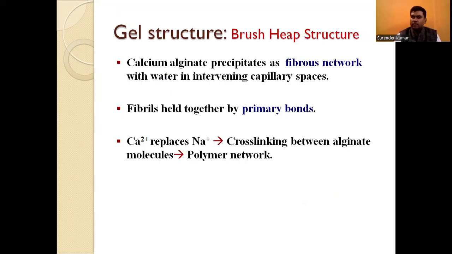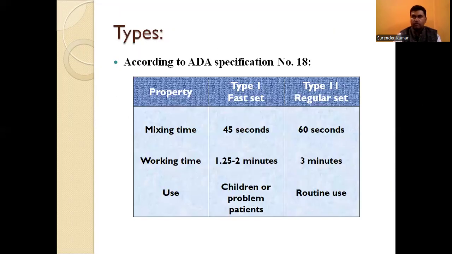Then the gel structure, that is the brush heap structure: calcium alginate precipitates as a fibrous network with water in the intervening capillary spaces. Fibrils are held together by primary bonds. The calcium ions replace the sodium ions and thereby cross-linking between the alginate molecules occurs to form a polymer network.